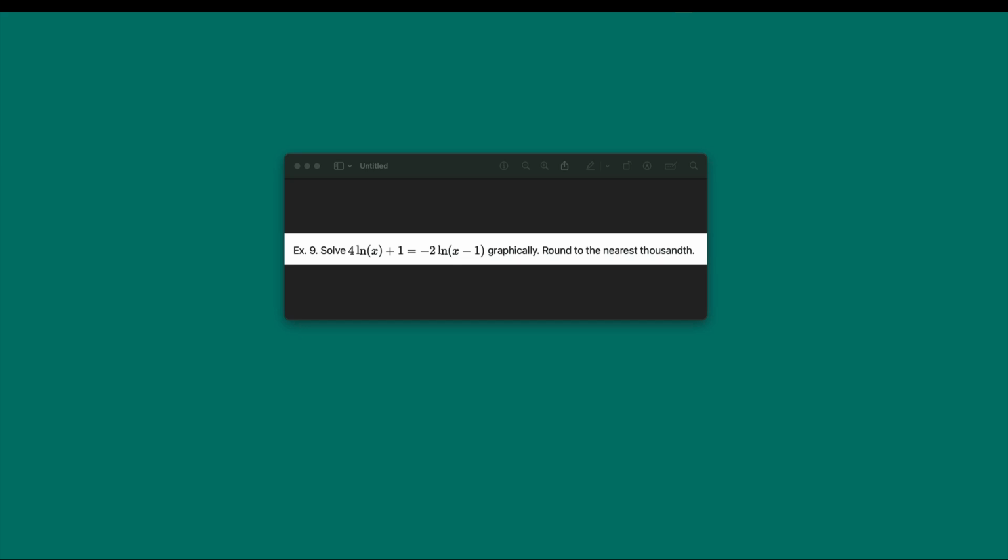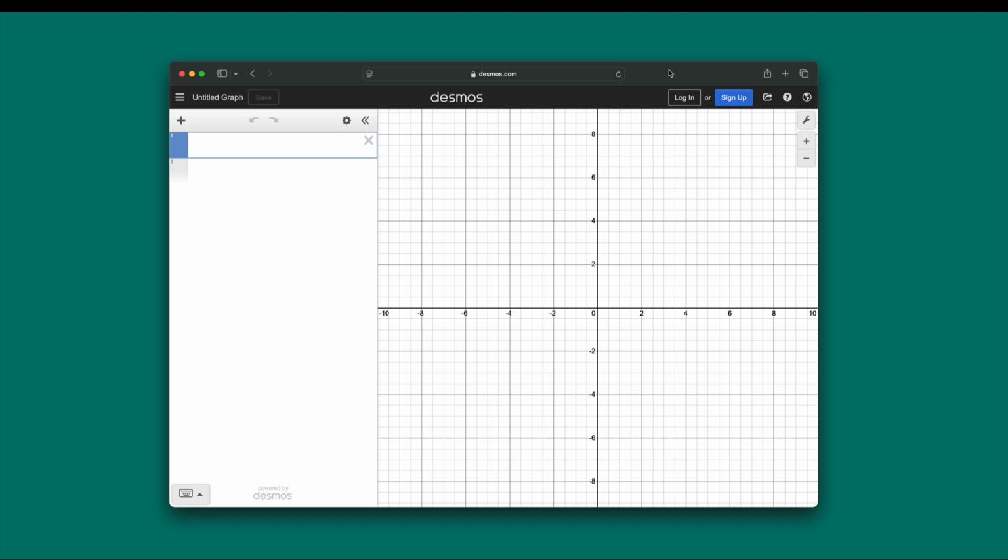Okay, so we're asked to solve 4 times the natural log of x plus 1 equal to negative 2 times the natural log of x minus 1 graphically and round to the nearest thousandth. To do this, we'll use Desmos. Okay, so now that we have Desmos opened, let's go ahead and solve the equation.